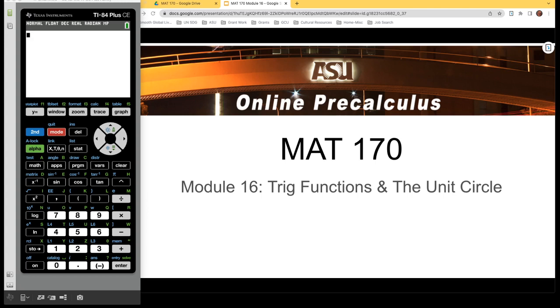This is our second module in the trigonometry section. Module 16. We're going to look at the development of the trig functions, what they are, and how we get them, and then connect that with the unit circle.